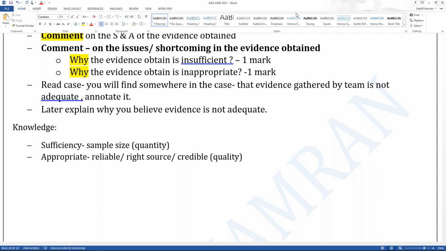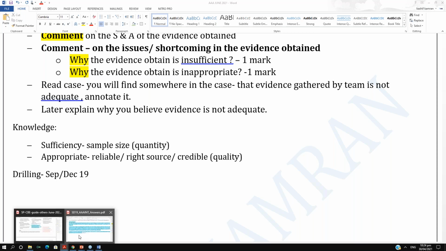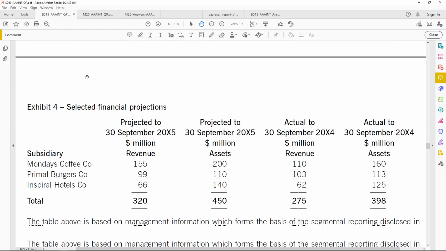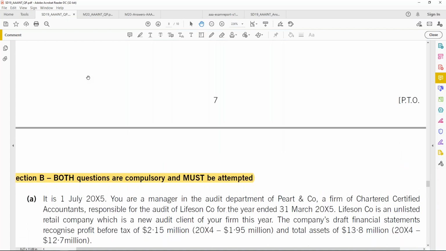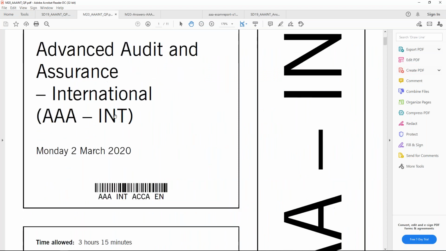Now let's give you an idea how you go about a question like this. Let's do a drilling so that you're clear. I'm taking the September December 19 paper. This is not on the practice platform, so I need to show you the PDF copy on your screen. No, sorry, we're looking at the March 20 paper.